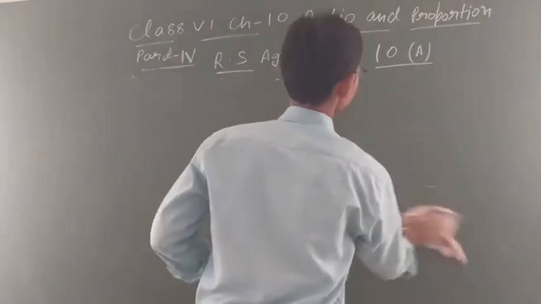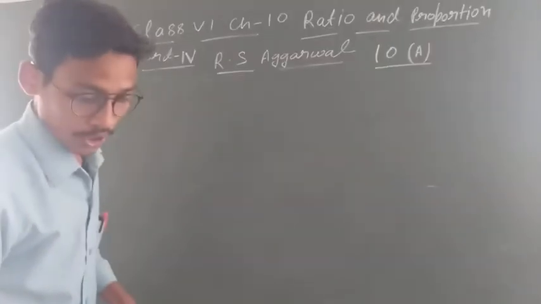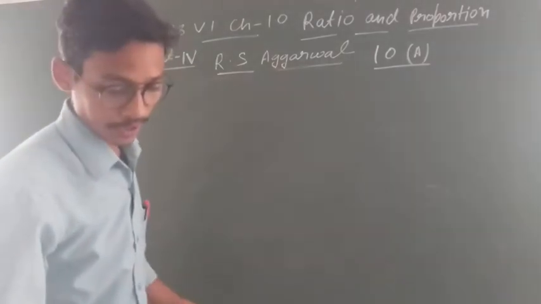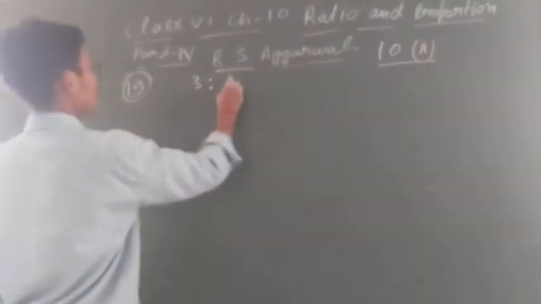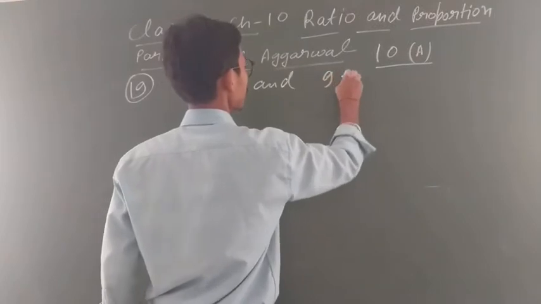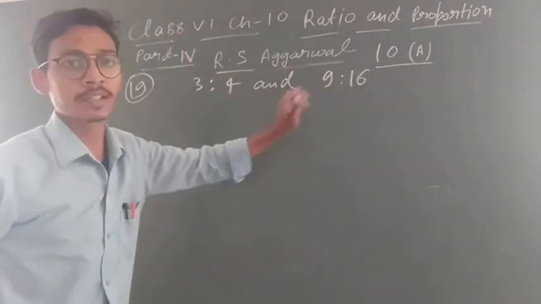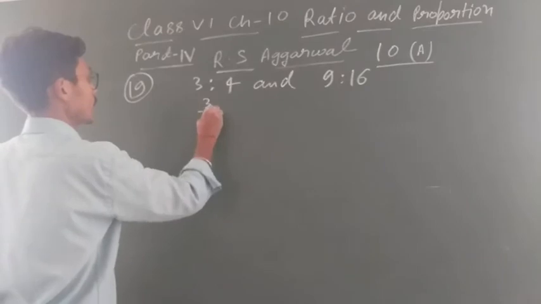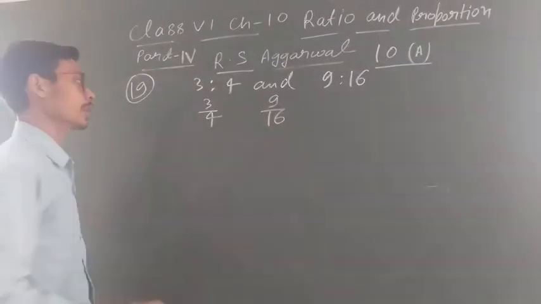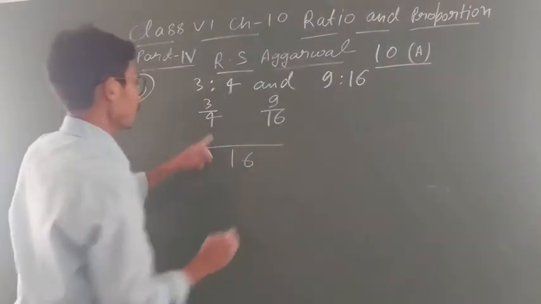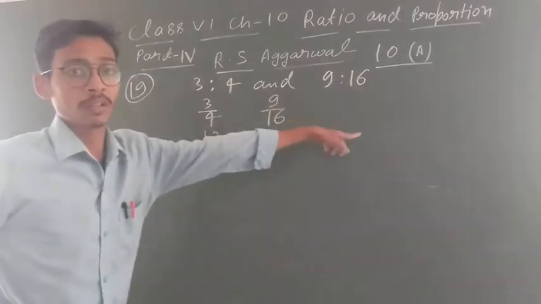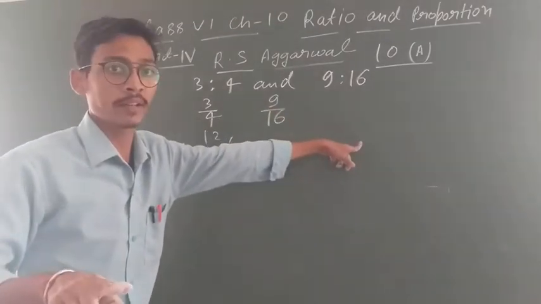Our next question is given. Question number 19. You have to compare, that is, which ratio is larger. 3:4 is given and what is given? 9:16. You have to find out which one is greater. So you know that the easiest method is to find out by LCM. Now you know that LCM of 4 and 16, student, is 16. 4 4s 16. 4 3s 12. See, here I am not showing the LCM because I know you know very well. You can solve.